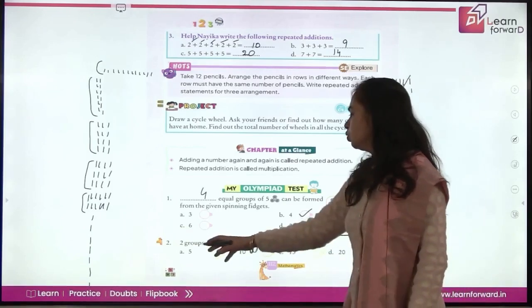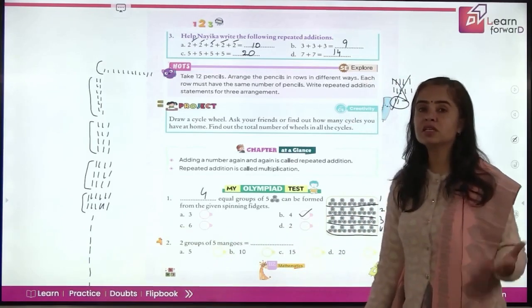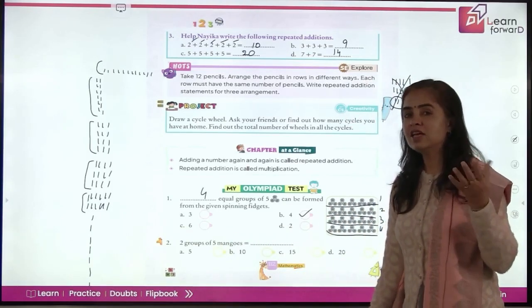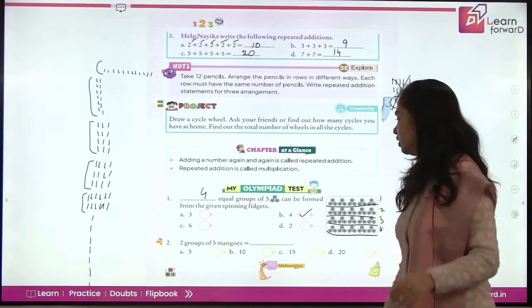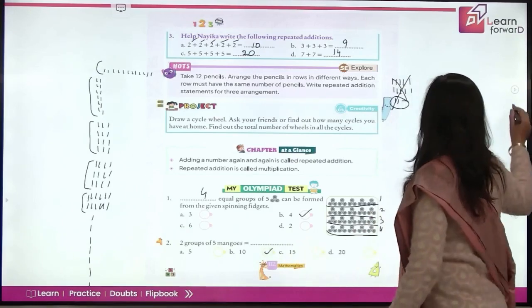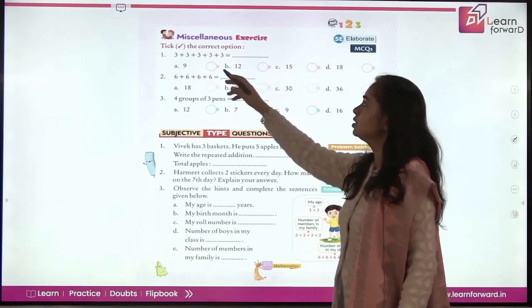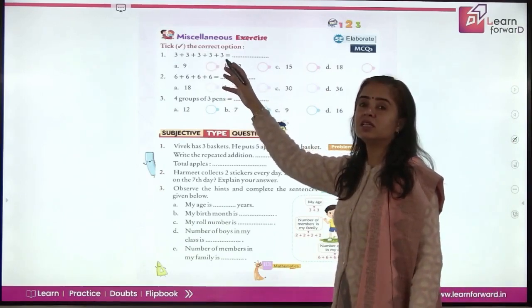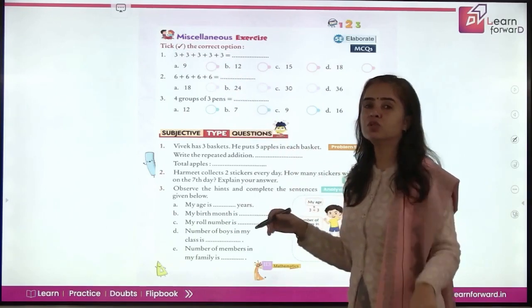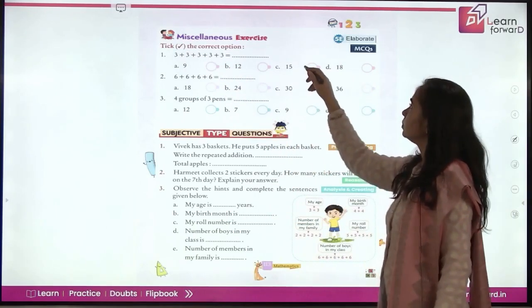Next, 2 groups of 5 mangoes means how many mangoes? Just see 5 and another 5. That gives you 10. Perfect. Let's move ahead, and you have miscellaneous exercise MCQs. 3, 3, 3, 3, 3. You are adding 5 times. What do you get? 15.